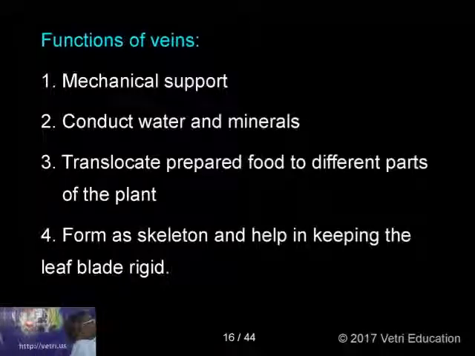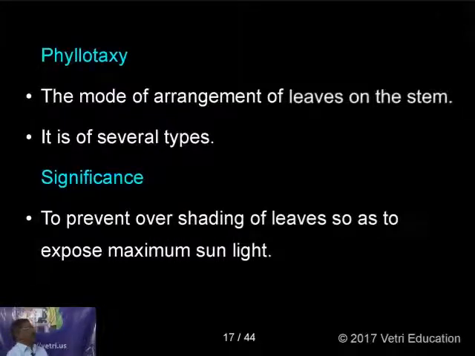So next we will go to the next chapter, the phyllotaxy. This is familiar to you, I think. The mode of arrangement of leaves on the stem is known as phyllotaxy. It is of several types. But what is the significance of phyllotaxy? Why are different types of phyllotaxy necessary for a plant? This is to prevent overshading, because if in the same place you find 4 or 5 leaves, one leaf over another leaf, the lower leaf may not get sufficient sunlight.